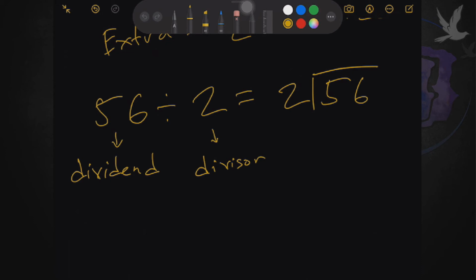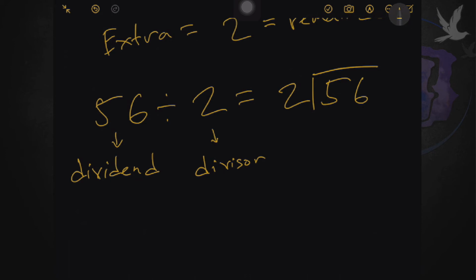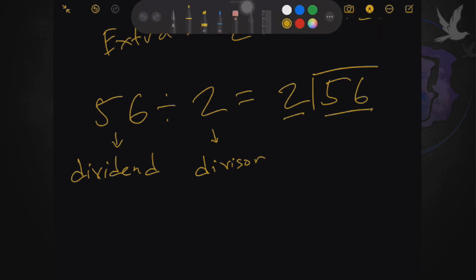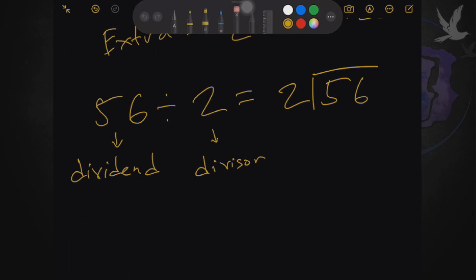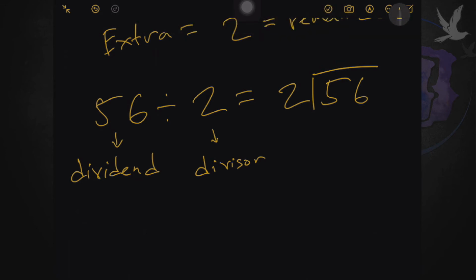So let's try to divide this. We have 56 divided by 2. Paano natin gagawin to? We take the first digit muna, which is 5. 5 divided by 2, or how many 2s will fit 5? Only 2 will fit. Only 2 2s will fit 5. And 2 times 2, here we have the multiplication process.